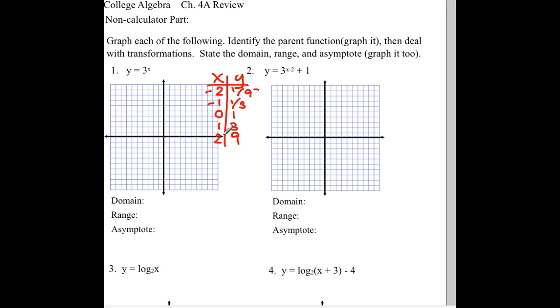And remember that relationship between those two. The negative version just makes the reciprocal of the positive version. All right, so plotting those points, we have -2, 1/9, -1, 1/3, 0, 1, 1, 3, and 2, 9. All right, again, just a basic exponential growth curve.